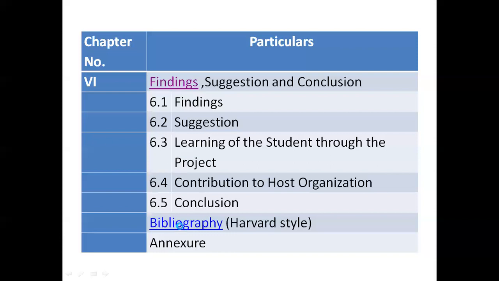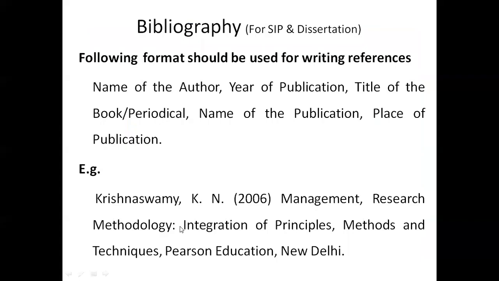Then the bibliography should be in a Harvard style. Now, what is a Harvard style? For example, the name of the author, year of publication, the name of the book, and then the name of the publication and the place of publication. That's a format. This is a format of writing a bibliography, and it should be in that format only.